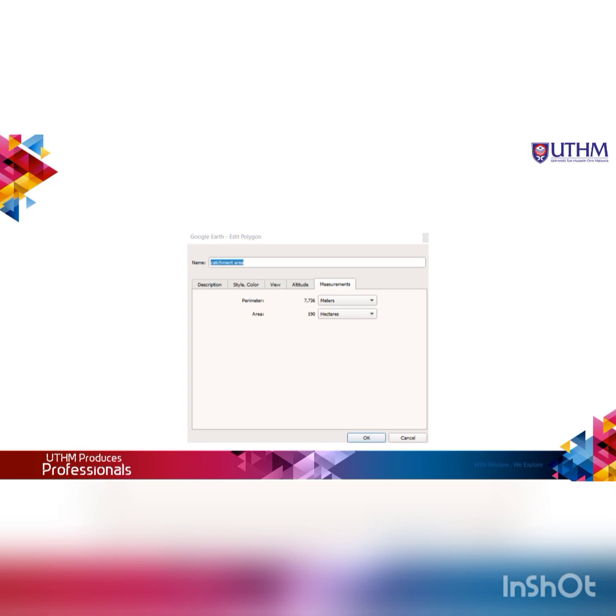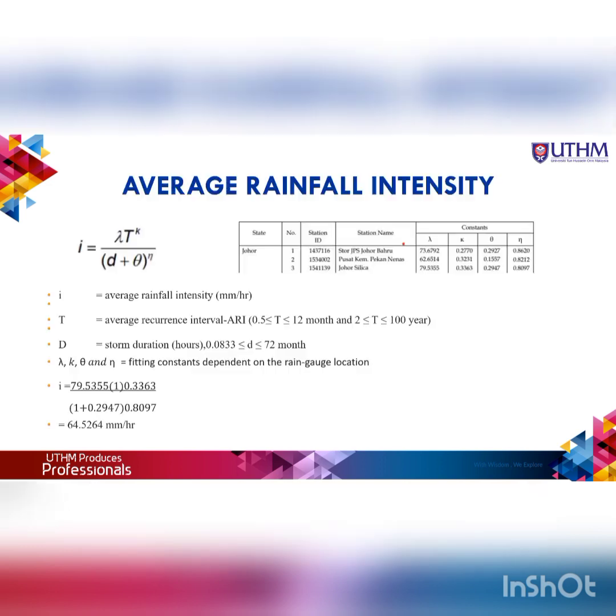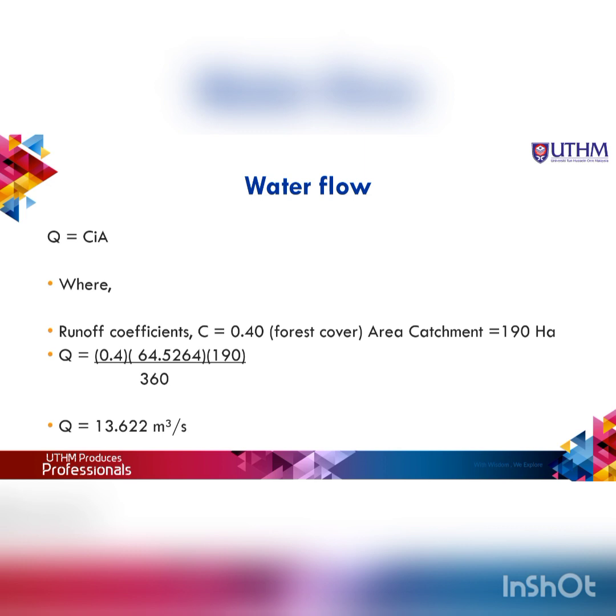The measurement of our catchment area is 190 hectare and 7736 meter for our perimeter. For the average rainfall intensity, we will use this equation, and we will refer to Johor Silica as our station name. So for the average rainfall intensity, we will get 64.5264 mm per hour.